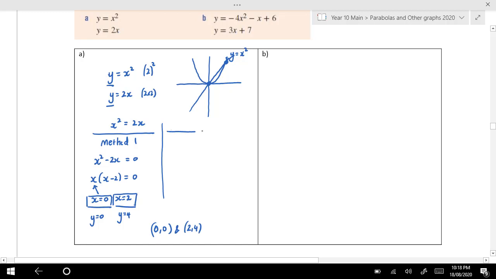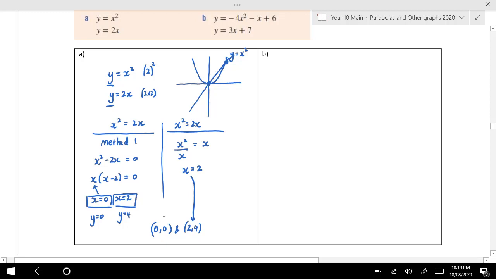Now, method 2: if I was to get x squared is equal to 2x, what we could do is divide both sides by x. If I do x squared divided by x, that's going to give me x, and of course, that's going to give me x is equal to 2. Problem is though, if I do that, I'm sort of cancelling out a solution. So it'll find this one for me, but I'm not going to be able to find this one.